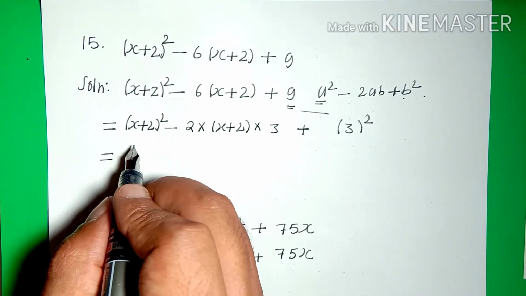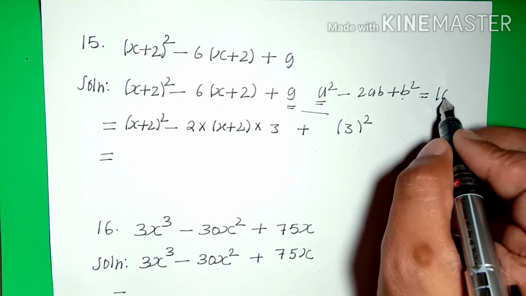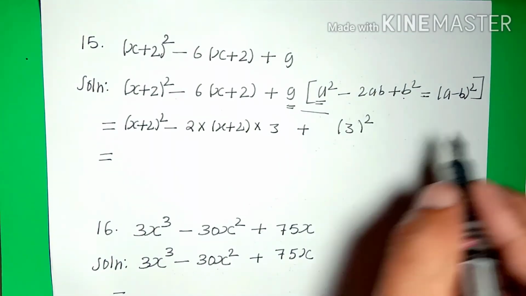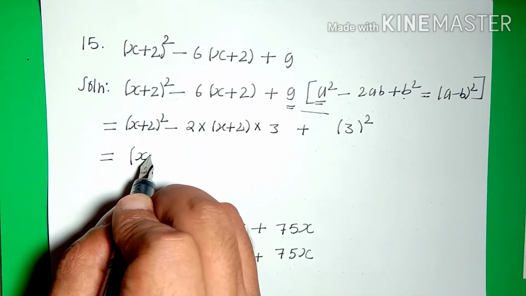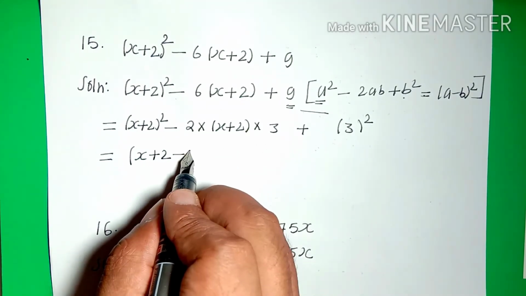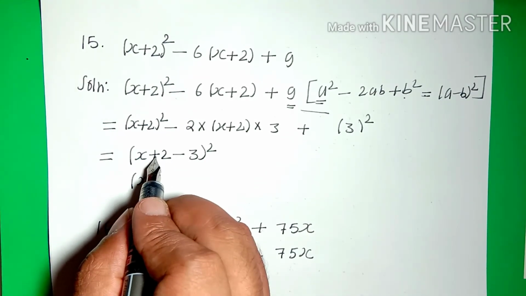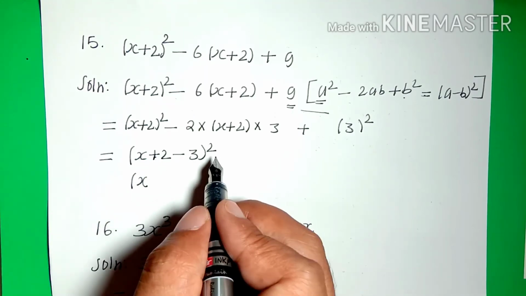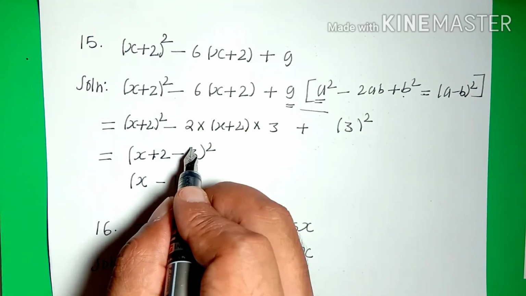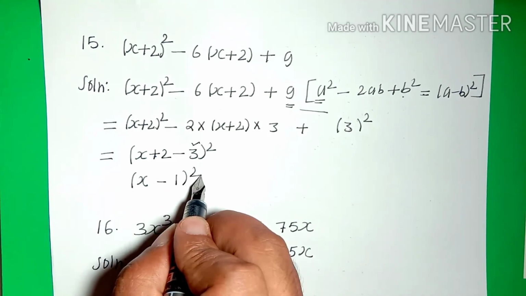Now here, after that, a square minus 2ab plus b square equals a minus b the whole square. Now taking these identities here, a, which means x plus 2, minus sign, b we have here 3, the whole square. So we can see here that is x plus 2 minus 3, plus minus will be minus, 3 minus 2 will be 1, but the sign will be, yes, minus, because we take the sign from the bigger value, which has a negative, so the whole square.